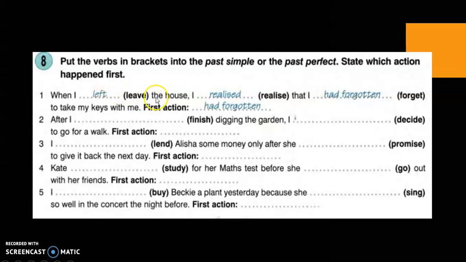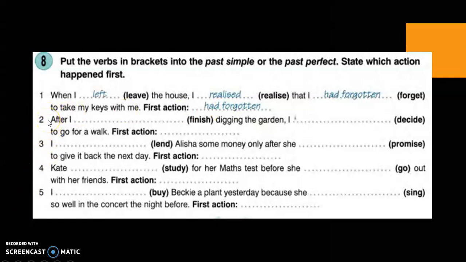When I left the house, I realized that I had forgotten to take my keys with me. Here we have actions in the past: left, realized, and had forgotten. Which was the first action that occurred? Had forgotten.